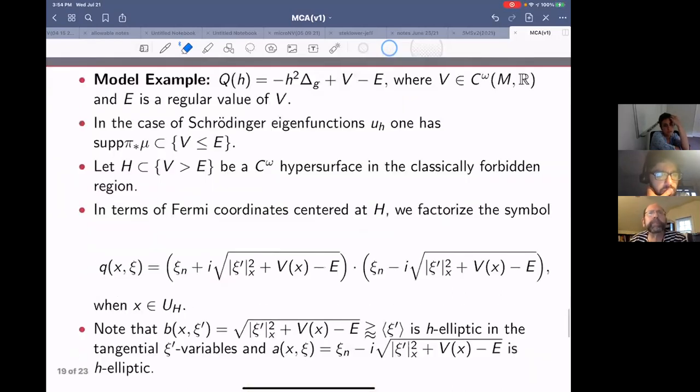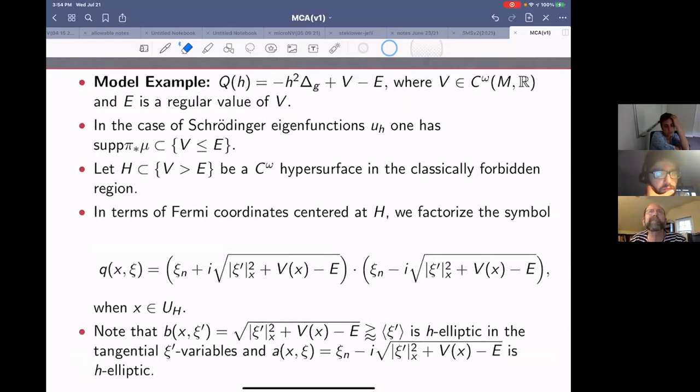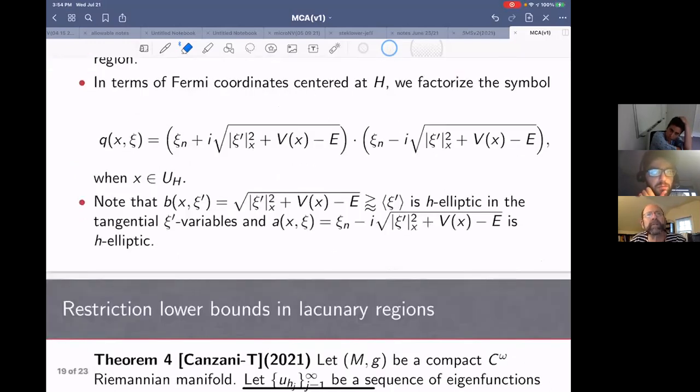So what is the model example here? Well, again, it's the Schrodinger case. Here, in the Schrodinger case, the lacunary operator is actually just the Schrodinger operator itself, where V is a real analytic real potential and E is a regular value. You take the support of the push forward measure, it's contained inside the allowable region, V less or equal to E. H is taken to be some hypersurface in the forbidden region. Notice you can factorize the symbol of Q in this way. The first term, B, the square root of psi prime squared plus V minus E, is obviously elliptic in the tangential psi prime variables, and the second factor A is again elliptic in all of the variables. So this motivates very strongly what we want to prove.